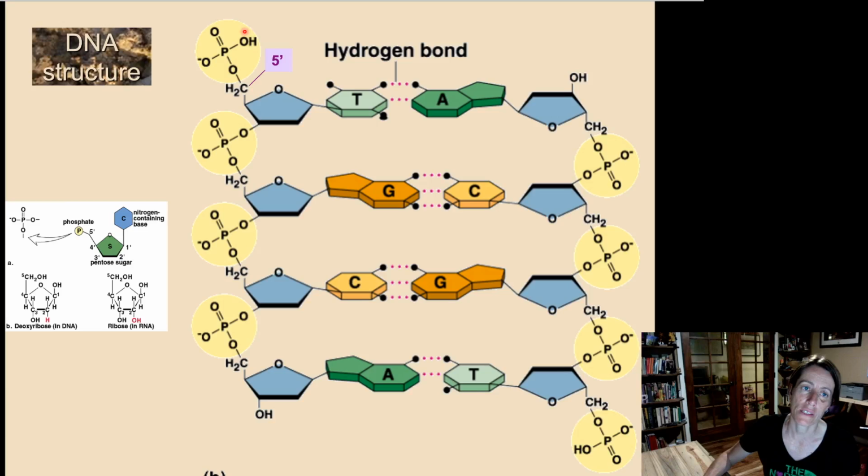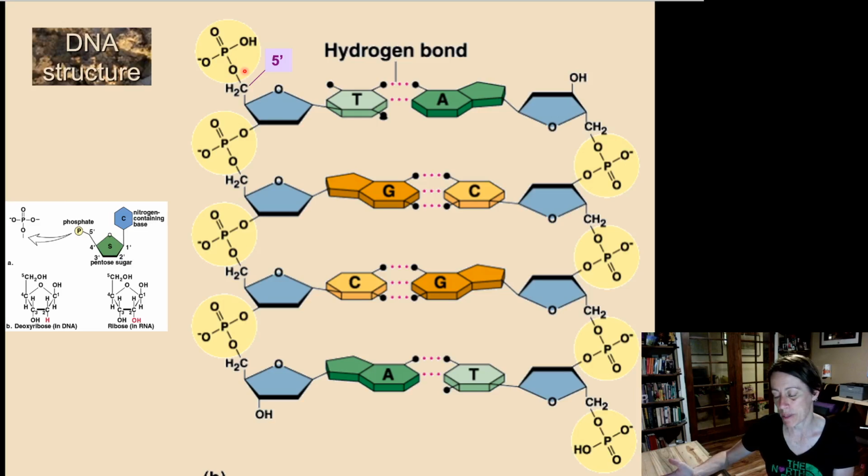So if we look at this strand on the left side of this piece of DNA, flapping in the breeze up here is a phosphate group. All right. And this phosphate group is attached to carbon number 5 because phosphate groups are always attached to carbon number 5. And so we call this the 5' end of the DNA.